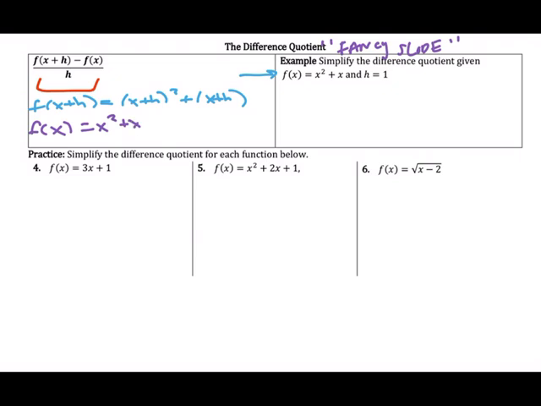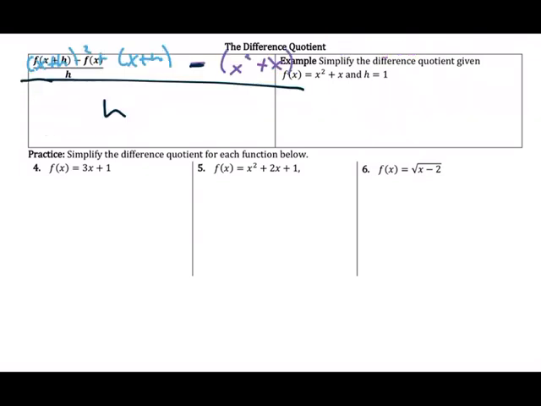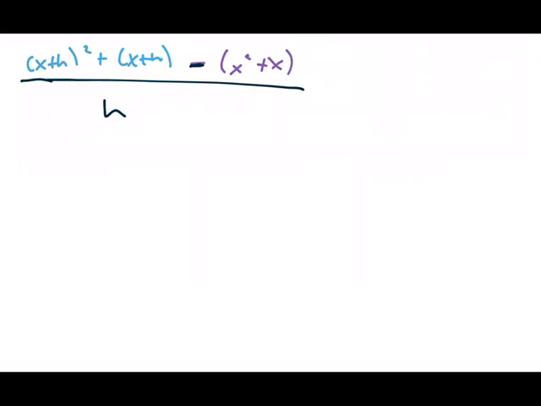So now if we perform the difference quotient, we're going to have (x plus h) quantity squared plus x plus h, minus f of x, which is x squared plus x, all over h. Let's actually move so we can have a little bit more space here. Here we go.